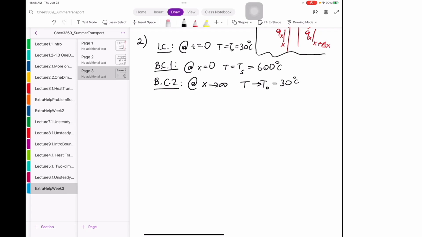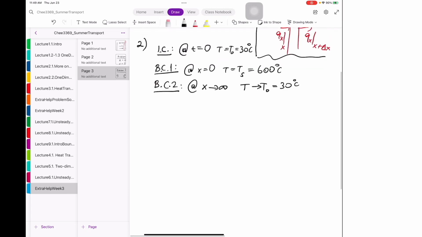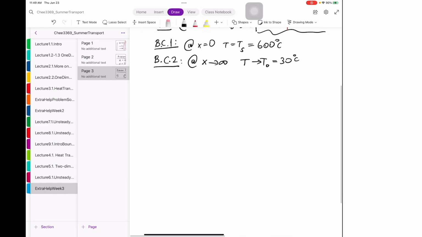Yeah, so it's actually similar to the initial condition because the other end at infinity does not feel anything about the fire, so it's not feeling any heat. It's at the original temperature of 30.